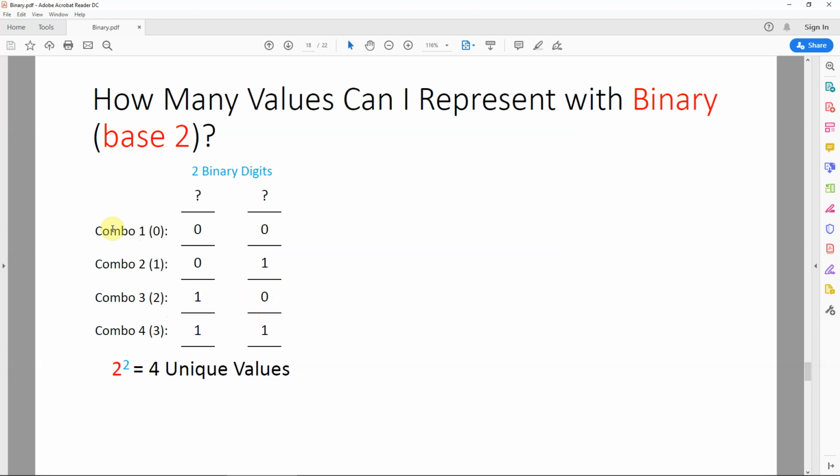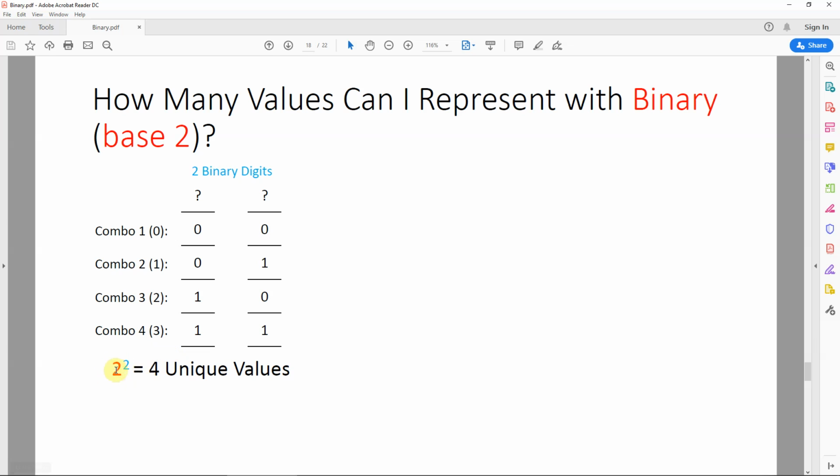You can see I have 4 combinations, combos 1 through 4. In the parentheses here is the actual base 10 value that's represented by this binary. So this 0 0 corresponds to 0 in decimal in our base 10 number system. 0 1 corresponds to the base 10 number 1, and so on and so forth. So with 2 binary digits, I could represent the numbers 0, 1, 2, and 3.